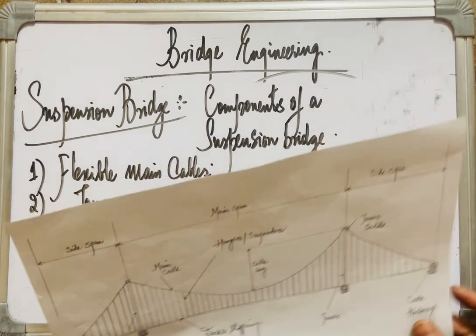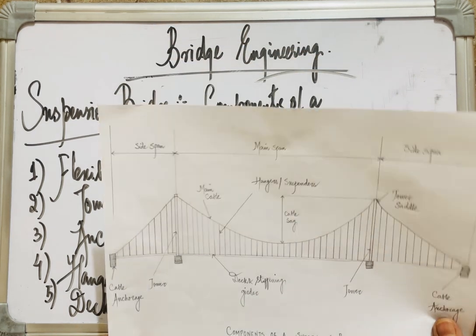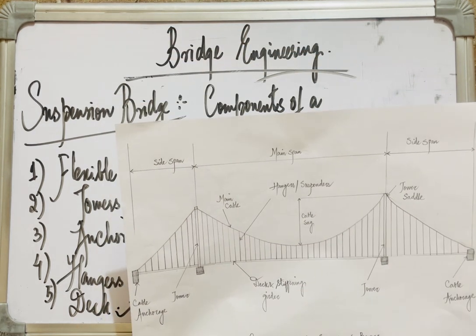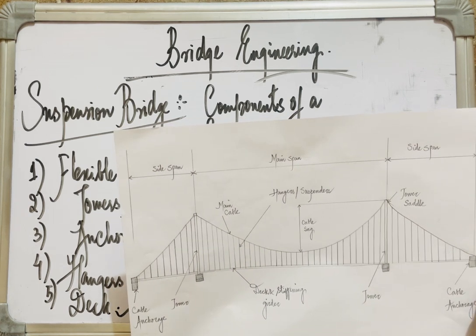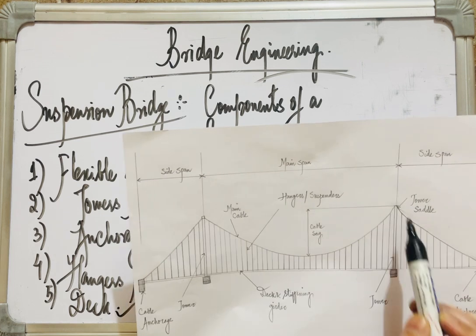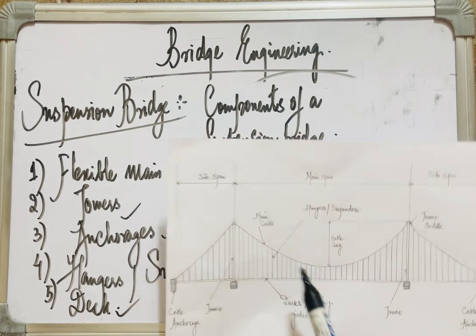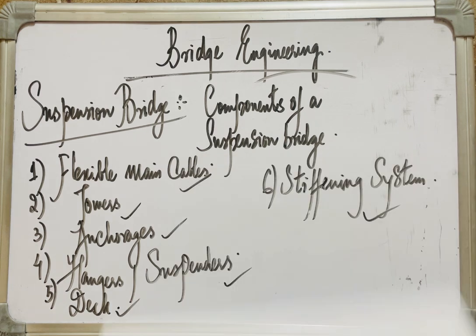So this was about the essential components of a suspension bridge, where we have the flexible main cable, which is anchored down to the foundation by means of these cable anchorages. Then we have the towers, which are embedded in the foundation. Then we have these vertical hangers or suspenders. Then we have the bridge deck and the stiffening system. All right.